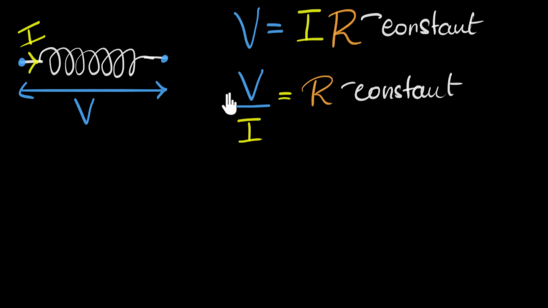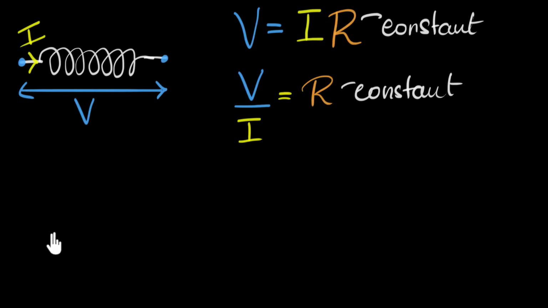It means if we double the voltage, the current must also get doubled because the ratio should remain the same. If we triple the voltage, the current must also get tripled. That's the basic idea behind Ohm's law. So how do we practically test this? Well, one easy way to do this is by drawing a graph.